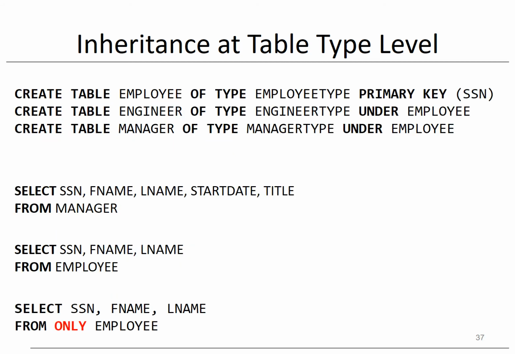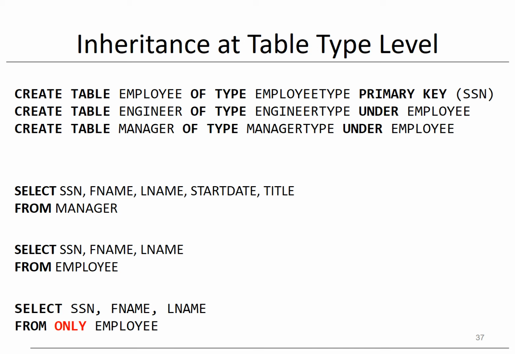The type definitions can then be used to instantiate tables. Obviously, the table hierarchy should correspond to the underlying type hierarchy, as shown here. Note that the primary key is only defined for the maximal supertable and inherited by all subtables in the hierarchy. The definition of inheritance has implications for data manipulation.